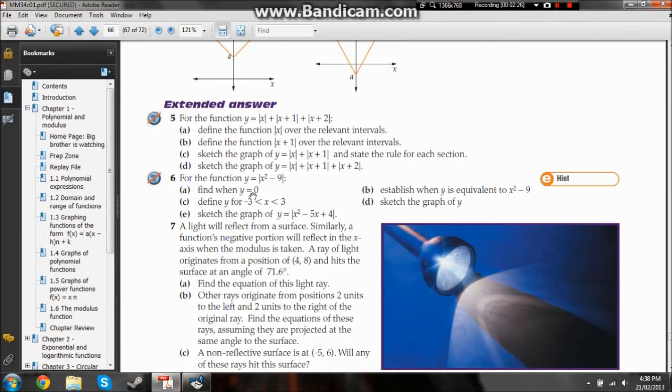Sketch the graph of y, so that's just sketching the graph that you've got there. It's pretty simple. E, sketch the graph of y equals x squared take 5x plus 4, the modulus of that.